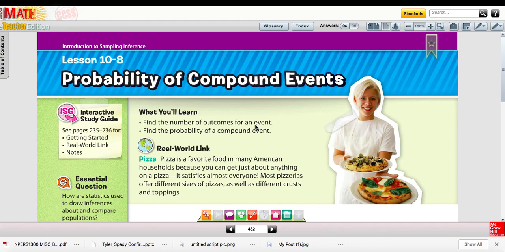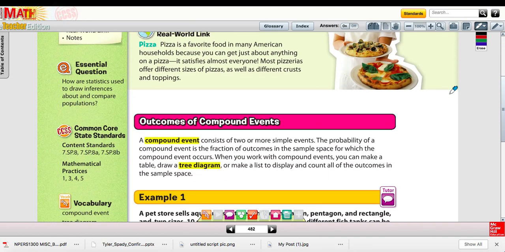For Lesson 10.8, we're talking about probability of compound events. You'll find the number of outcomes for an event, and you'll find the probability of a compound event. Remember that the essential question for Chapter 10 is, how are statistics used to draw inferences about and compare populations?